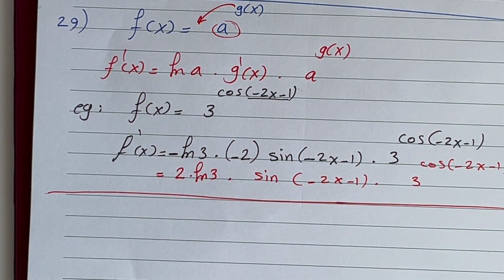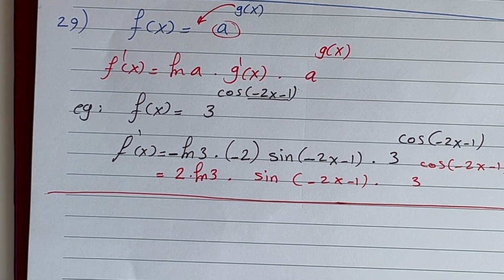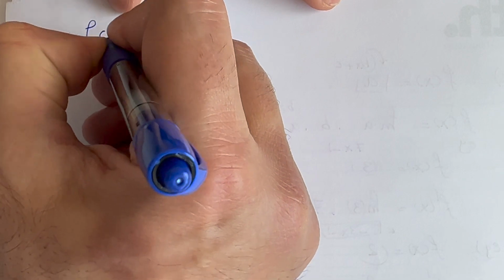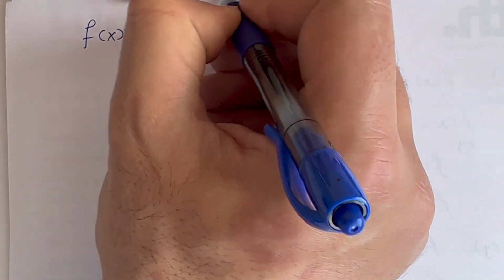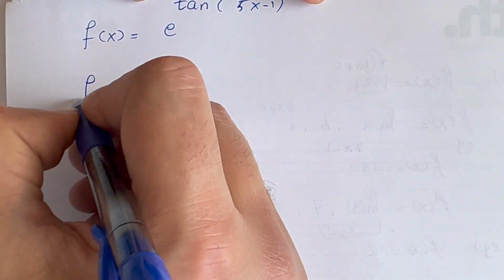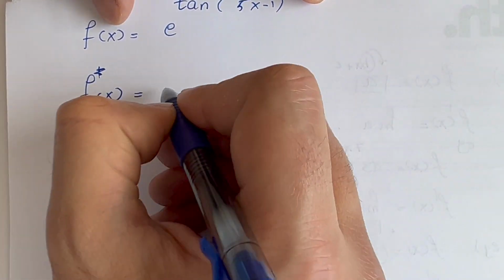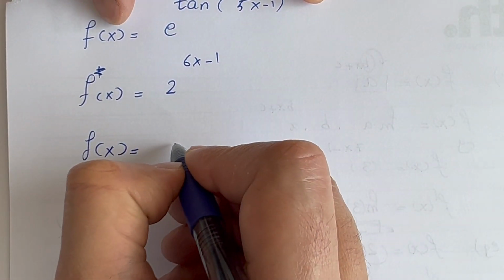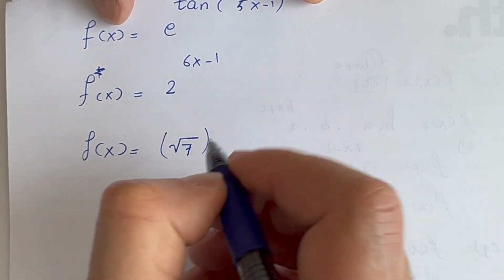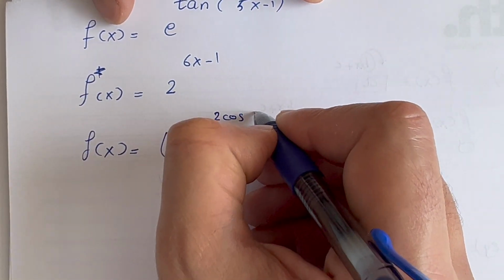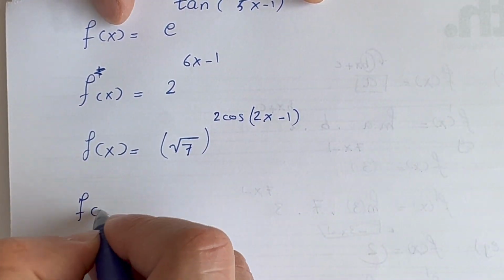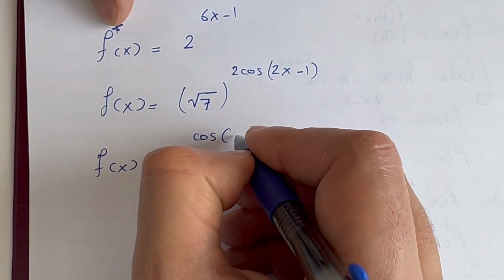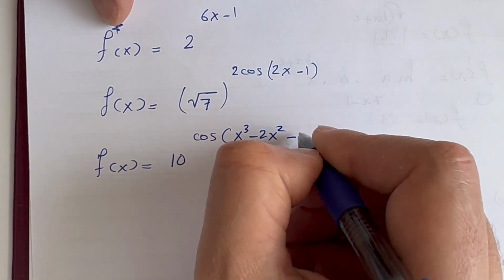So that's all about the derivative of exponential functions. It's your turn now. Find the derivative of these functions: e to the power tan 5x minus 1; f(x) equals 2 to the power 6x minus 1; f(x) equals root 7, which is a number, to the power 2 cosine 2x minus 1; f(x) equals 10 to the power cosine x cubed minus 2x squared minus x plus 1.